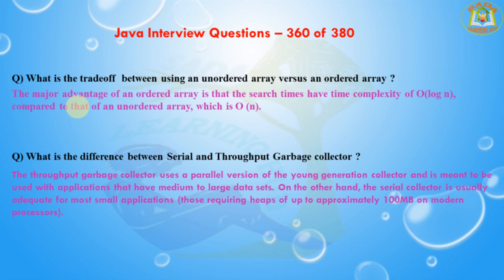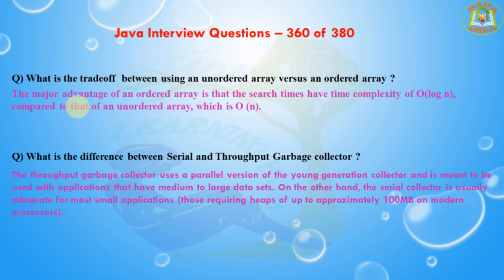The next question is, what is the difference between the serial and throughput garbage collector? The throughput garbage collector uses a parallel version of the young generation collector, and it's meant to be used with applications that have medium to large data sets. On the other hand, the serial collector is usually adequate for most small applications.